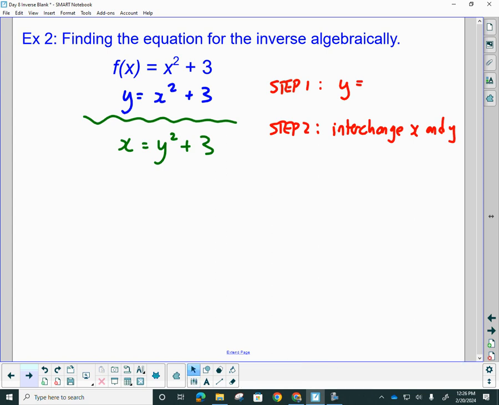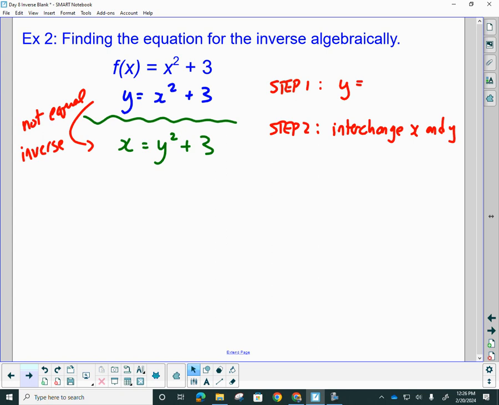These are not equal. It's the inverse. That's why I've drawn that little line underneath there. I don't want you to think they're equal. It's the inverse. Now, this green equation is technically the equation for the inverse, but I don't usually have inverses or equations with x equals. All my equations have been y equals.